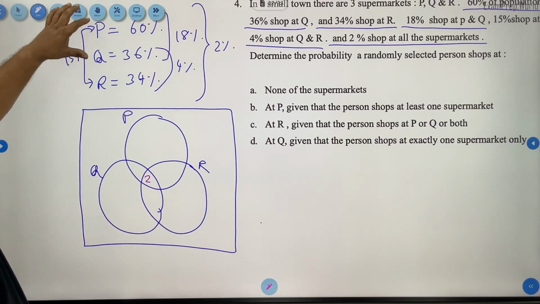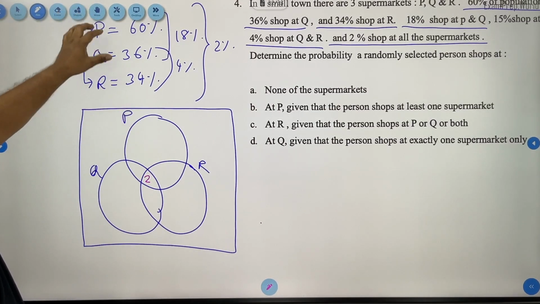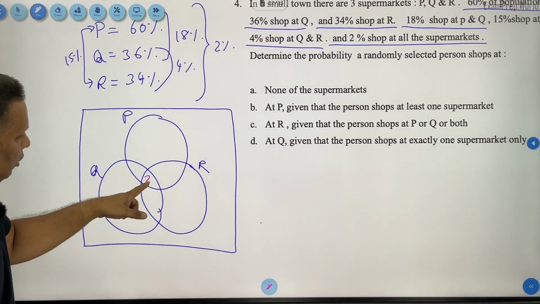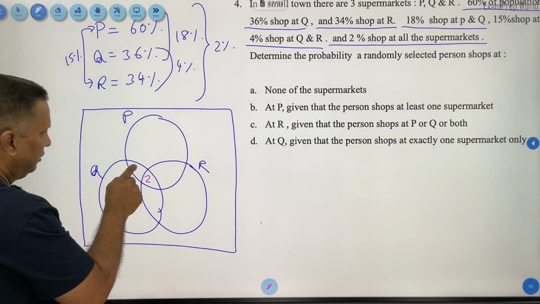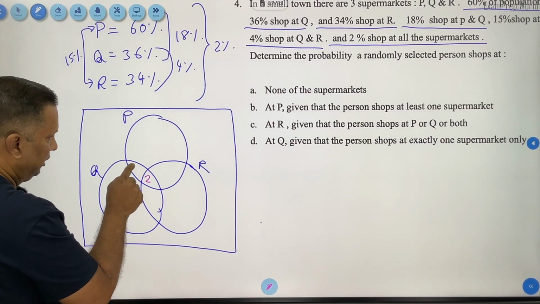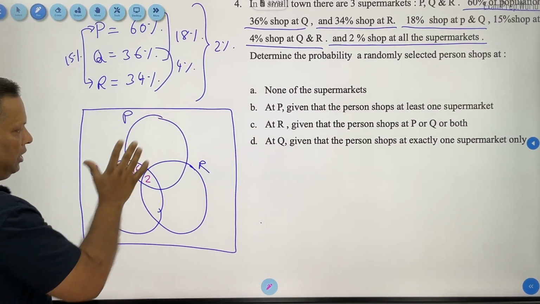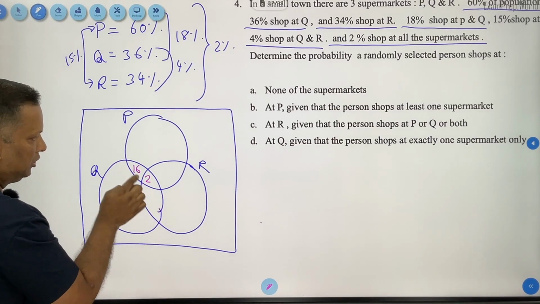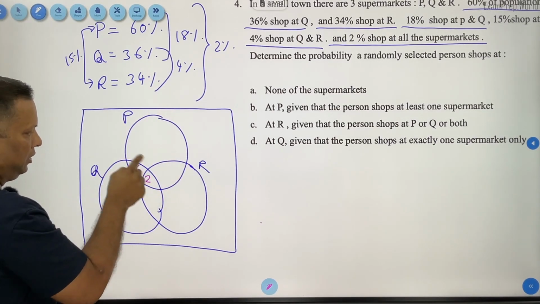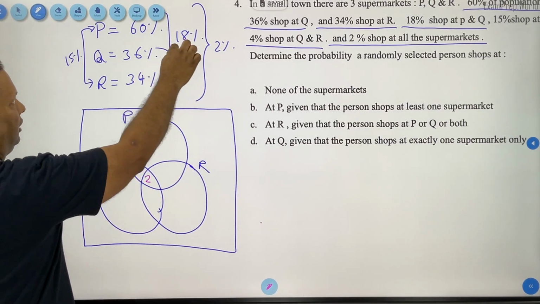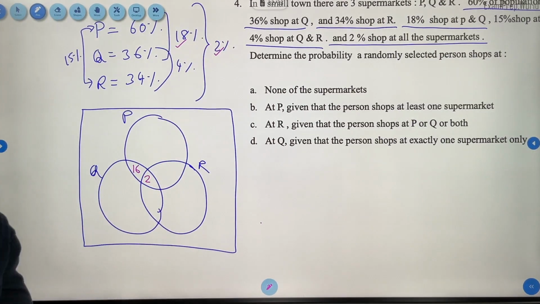Now, between P and Q, it is how much? 18. 2 is already done, so it will be 18 minus 2, 16. Look at P and Q, 16 plus 2, P and Q, 18. 18 done, 2 done.